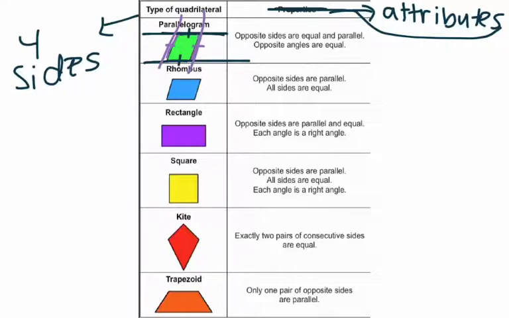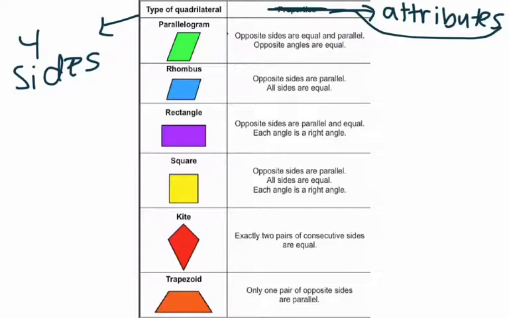Another thing about a parallelogram, this is a bonus thing. You don't need to know this in 3rd grade, but the opposite angles are equal. So this angle right here is the same as that angle. This angle is the same as that angle. So that's what makes up a parallelogram.